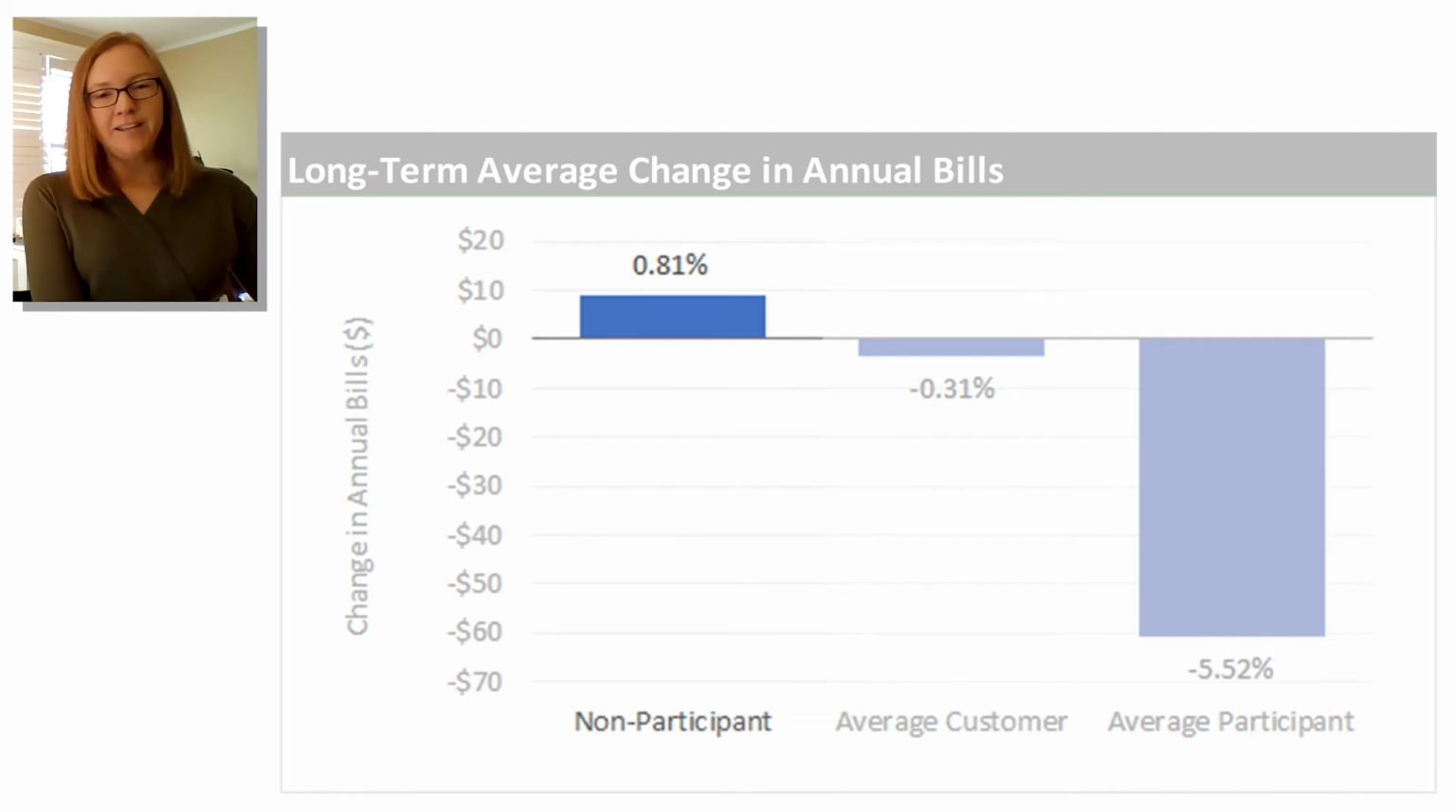The non-participant does see a slight increase of 0.81% over time. And that's solely due to that net change increase in rates that was on the previous graph. And the important thing to note here is that it's not a large increase. And if a customer just installs a couple light bulbs, they don't even need to do a big undertaking with an energy efficiency retrofit or buying a new appliance. It's really small changes that will help bring them to a reduction in bills over time.